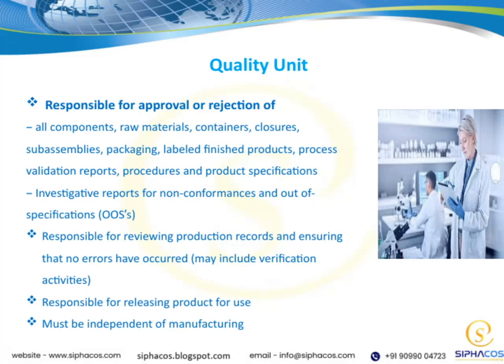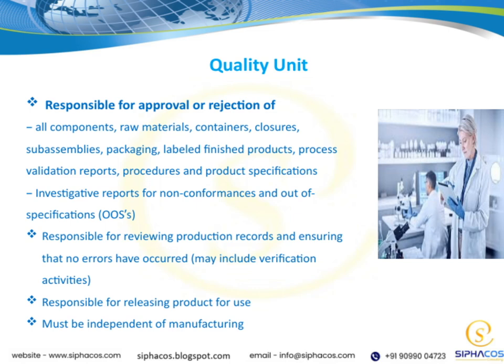Now, let's focus on the responsibilities of the quality unit. Their primary role is to approve or reject a wide range of components and materials used in our production process. This includes raw materials, containers, closures, subassemblies, packaging, and even labeled finished products. They also review process validation reports, procedures, and product specifications to ensure everything meets our quality standards.